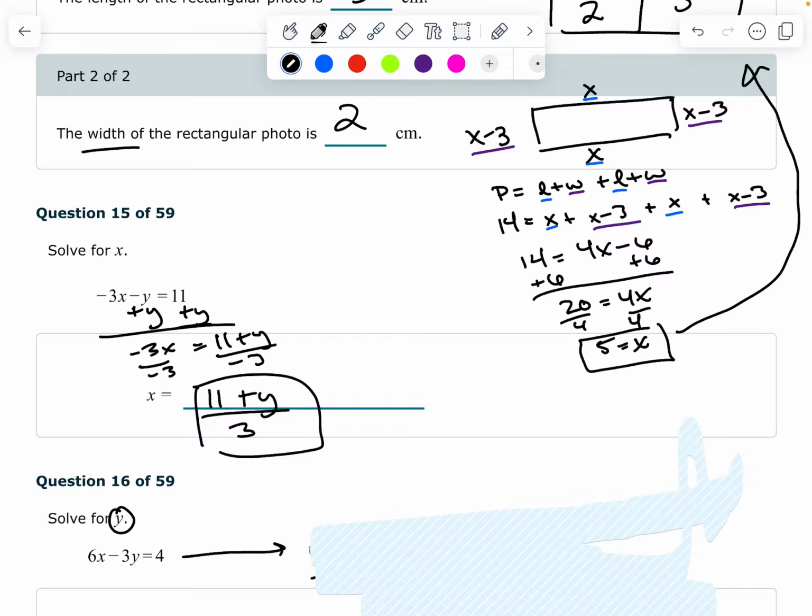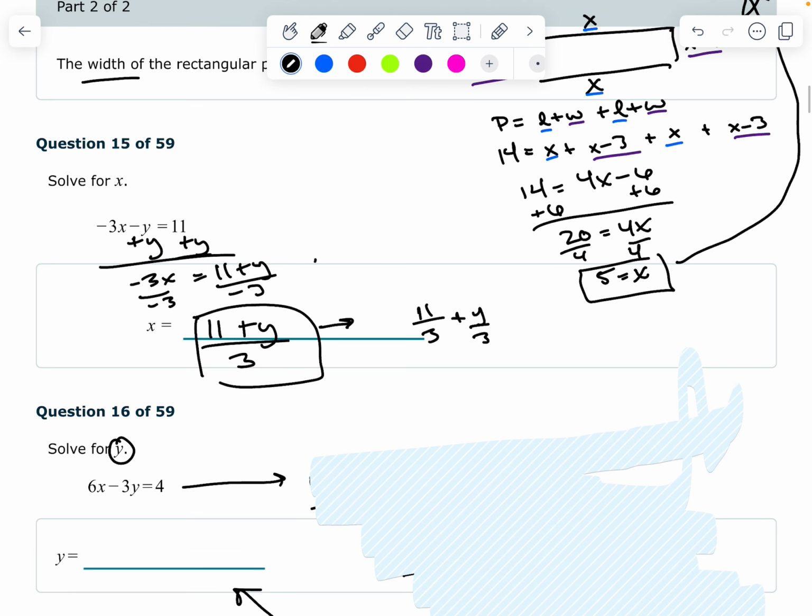If you try it in Alex and it doesn't want it like that, I think it will let you put it in like that, but it might want it as 11 over 3 plus y over 3. Either of those is fine. Once you get x by itself, you've done the problem. Solve for x. Once you get x by itself, that can be your last step.